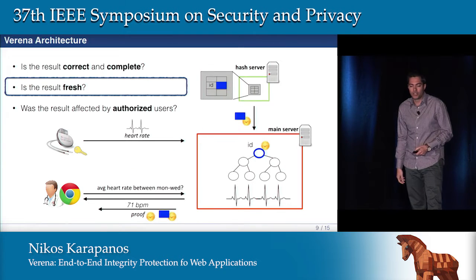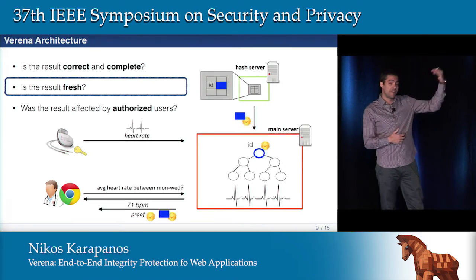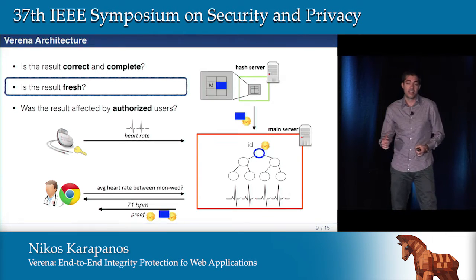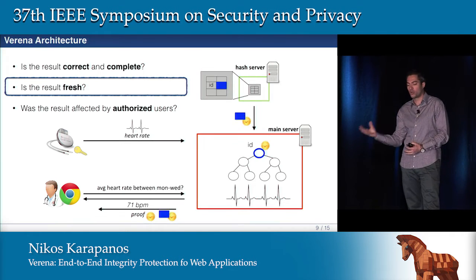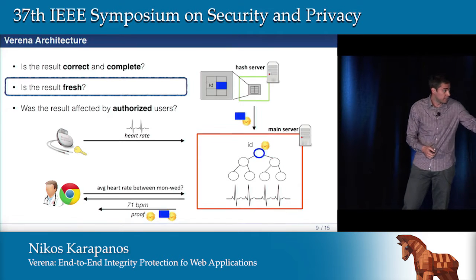And in a similar fashion, whenever the doctor now reads the data, the server will have to fetch a freshly generated response from the hash server, showcasing that the tree and the proof that the doctor got from the main server is the latest one based on the latest root hash that is stored on the hash server.